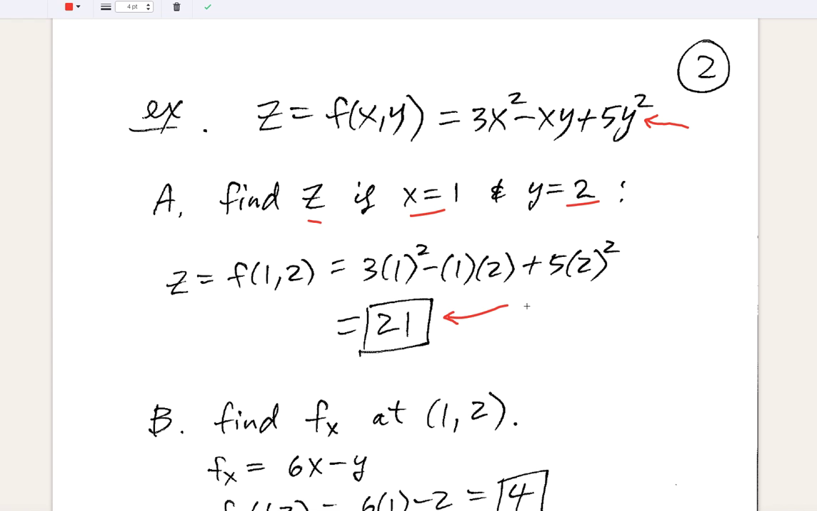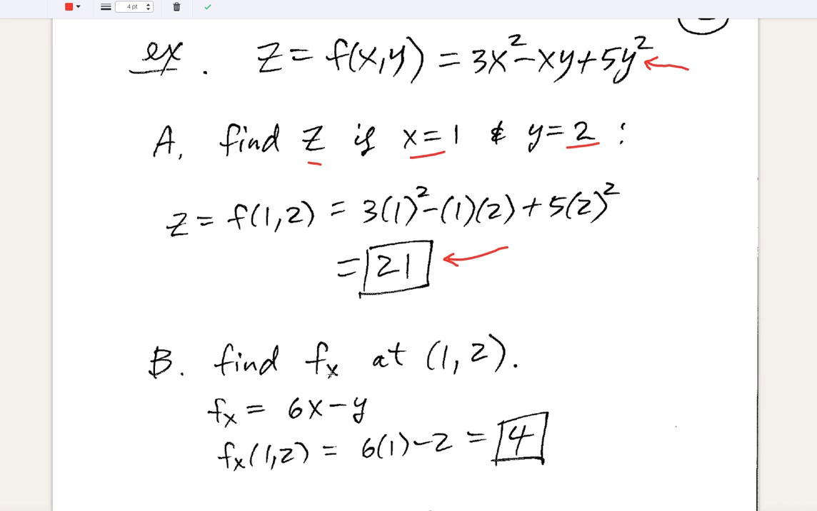Okay, now find f sub x at 1, 2. Okay, where x is 1, y is 2, in other words. Let's go ahead and calculate f sub x. F sub x would be what? 6x minus y, because what? Y is being held as a constant. Differentiating with respect to x, we would just get 6x minus y. Plugging in the numbers 1, 2, we would get 6 minus 2 is 4.